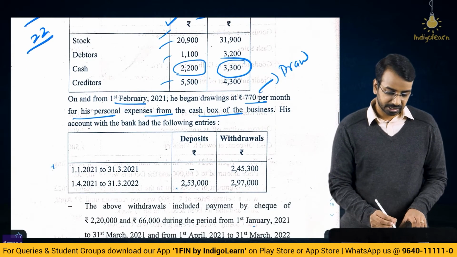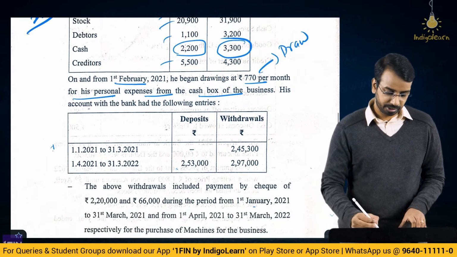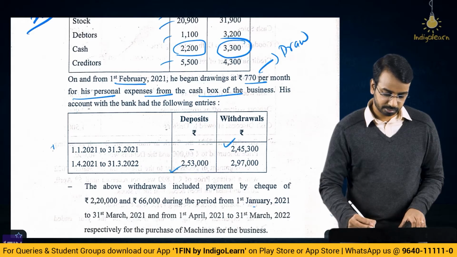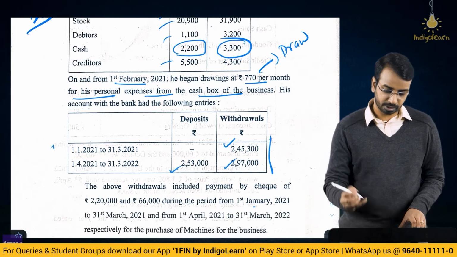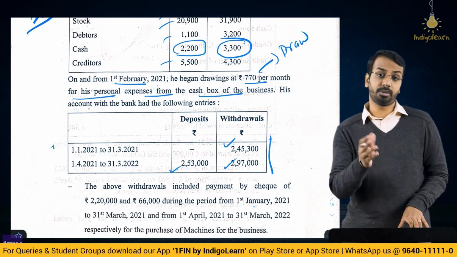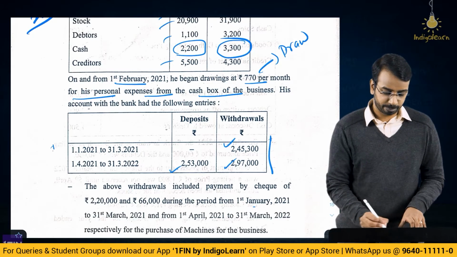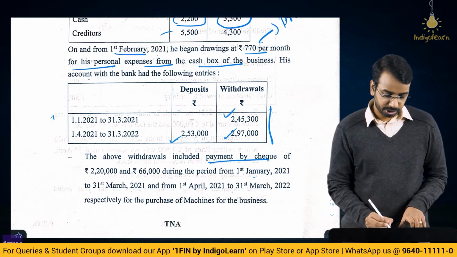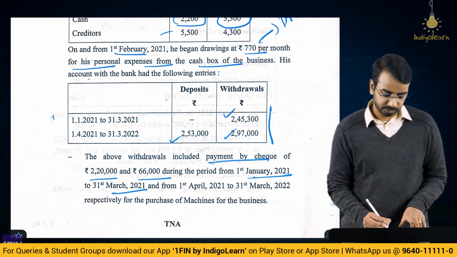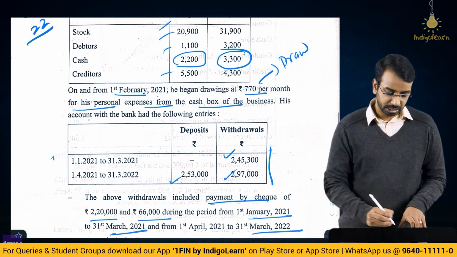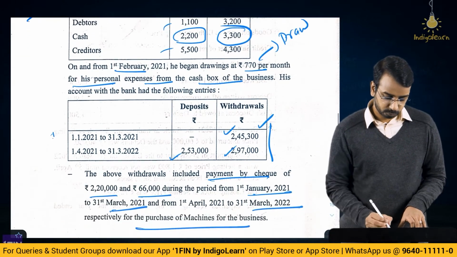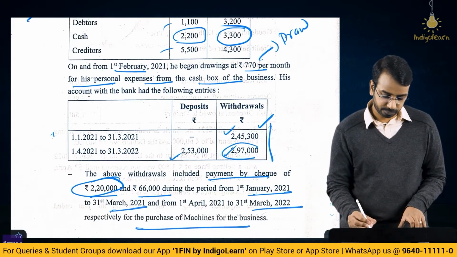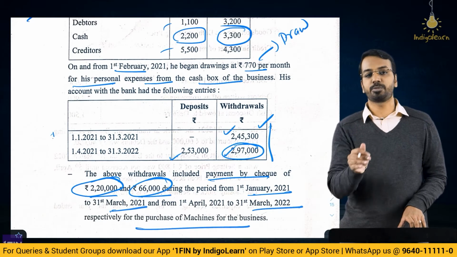Then his account with the bank had following entries: withdrawals, deposits, and again withdrawals. Withdrawals means you have withdrawn the money, maybe for cash and maybe for other purposes, and deposits means whatever you have deposited in the bank. Withdrawals included payment by check of 220 and 66 during 1st January 21 and 31st March 21 and 31st March 22 for purchase of machines. So out of this withdrawal, 220 first period, and from this withdrawal 66 is towards purchase of machinery.